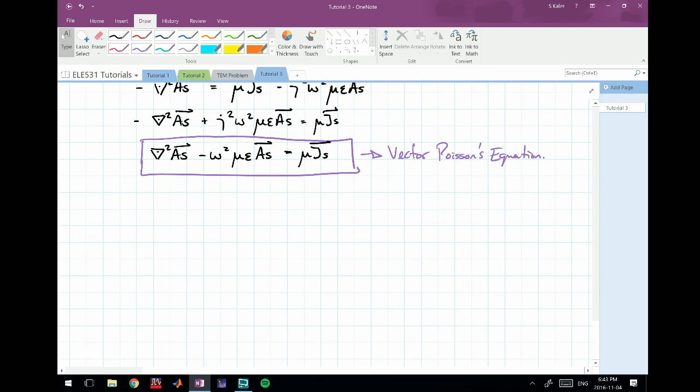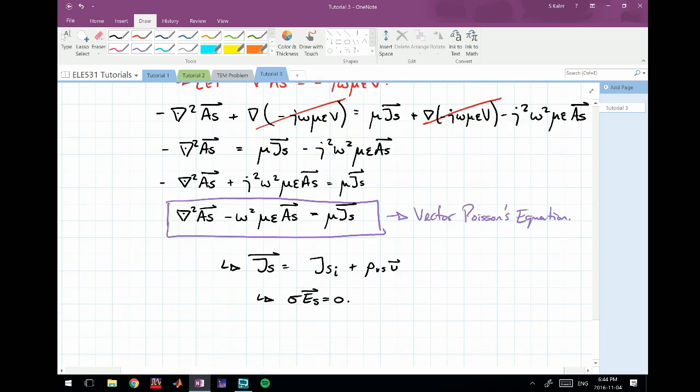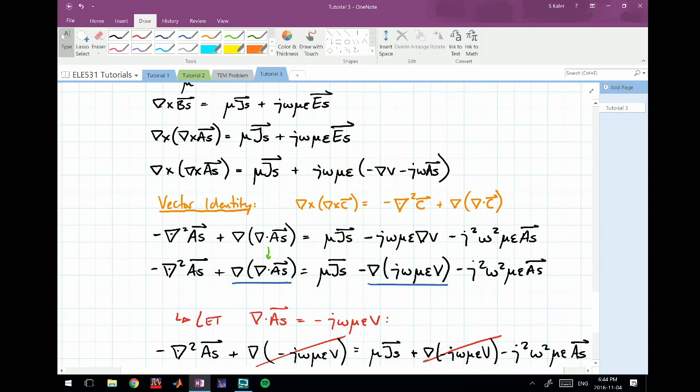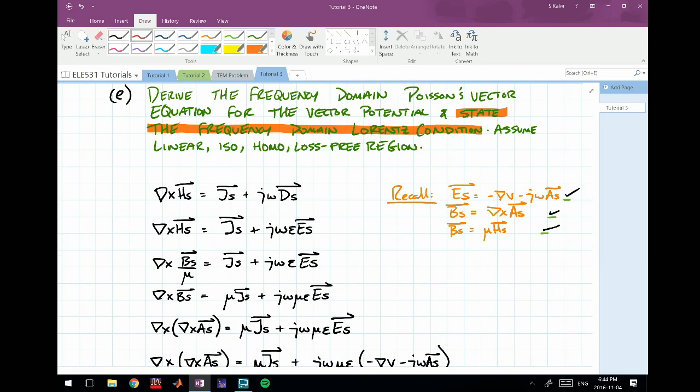He also wants us to, there are marks for writing that Js equals Js_i, so the impressed current. Let's keep it consistent right at the bottom: I plus rho v sub u. And to note that sigma E_s equals 0. This is because it's loss free. And if it's loss free, that means the conductivity is 0. And if the conductivity is 0, then there's no conduction current. So it tells us here it's loss free, right there.